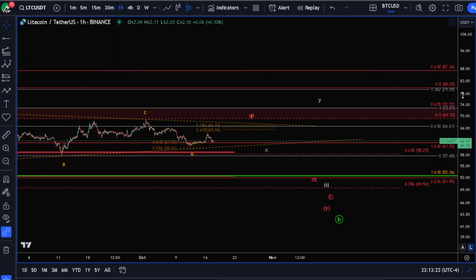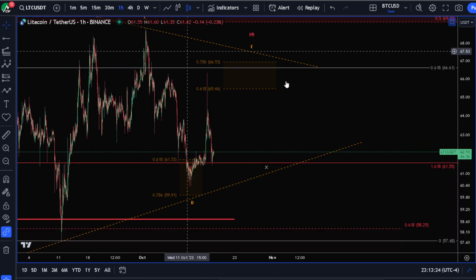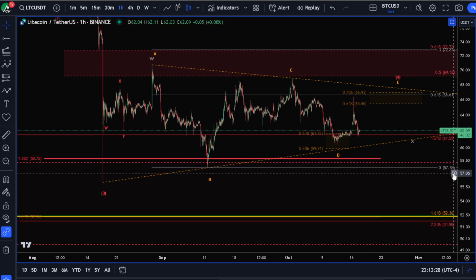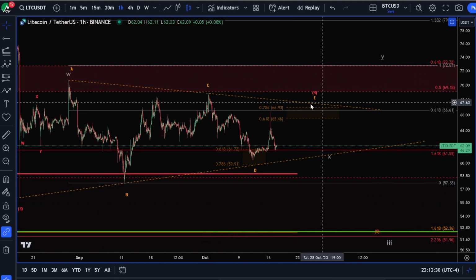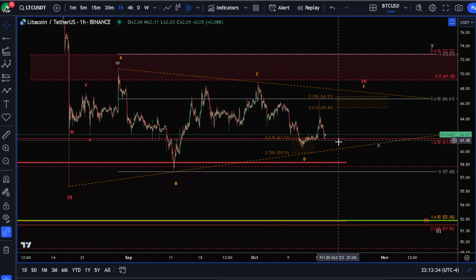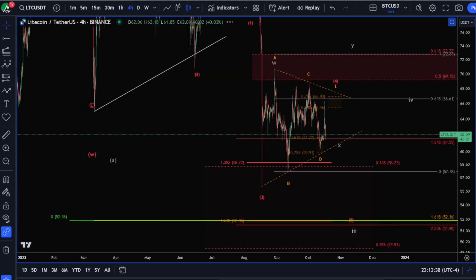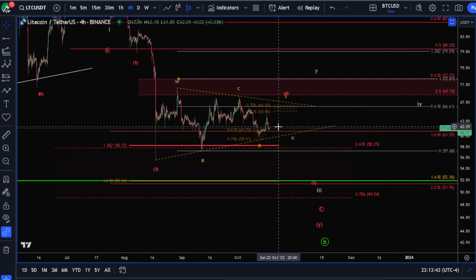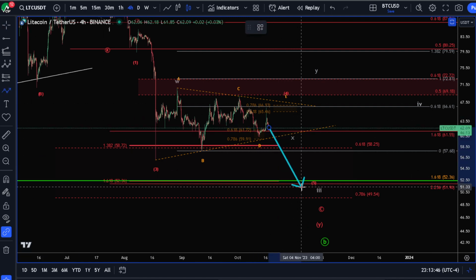I'm going down to the hourly. If you watched my last video, I was looking for this to make a triangle in our fourth wave, then fall to the downside, and we're still currently working on the E wave. One thing I'm not happy about is if we just fell from here, from this exact moment, and came straight down for our fifth wave down, I'll probably miss this trade.